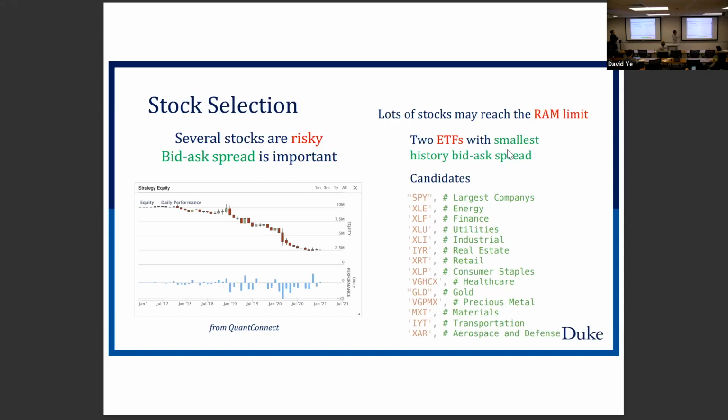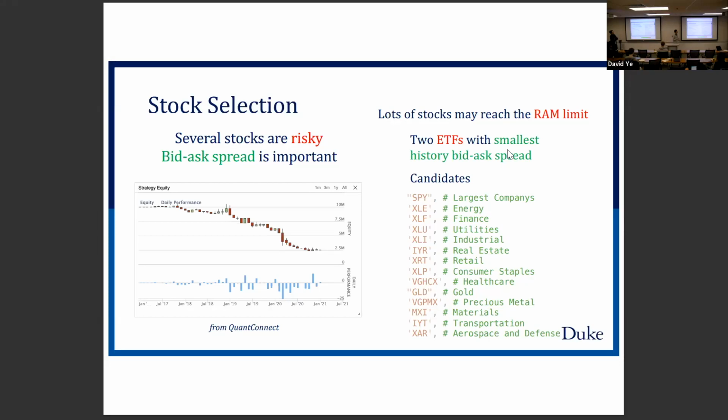The first one is that trading on several stocks or even one single stock is super risky. And the second one is that bid-ask spread is super important, since we lose money if the bid-ask spread is very large. A natural solution to the first challenge is that we just pick many stocks for each sector and build a portfolio consisting of like 50 or 60 stocks.